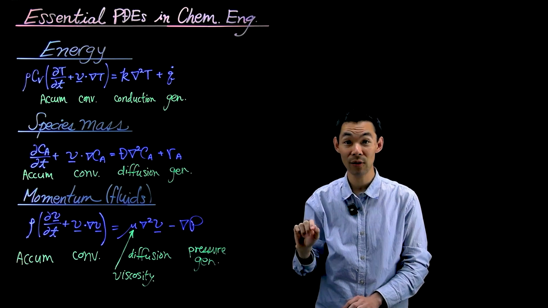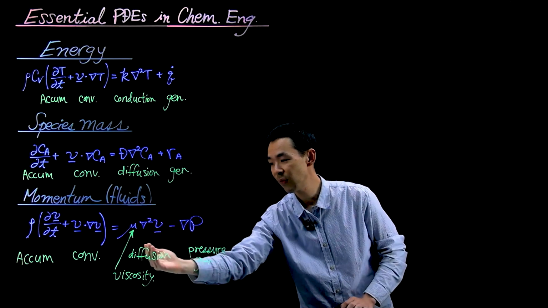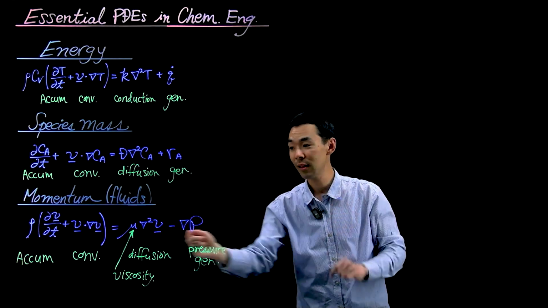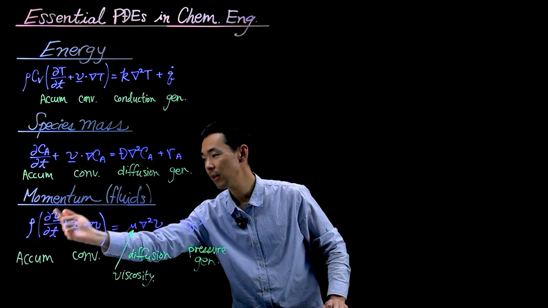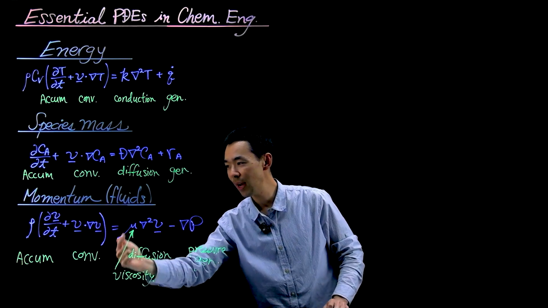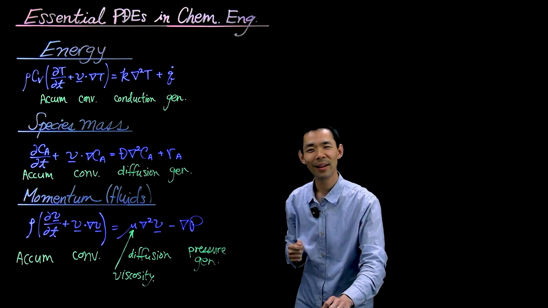This is a vector quantity. I'm taking a gradient of a scalar. This is a vector. Here's a vector as well because I'm taking a Laplacian of a vector. The underline underneath the v means it's a vector. Okay? Same thing over here. These are vector quantities. This term right here, v dot grad v. It's a weird term.